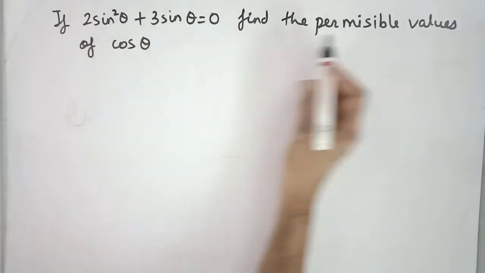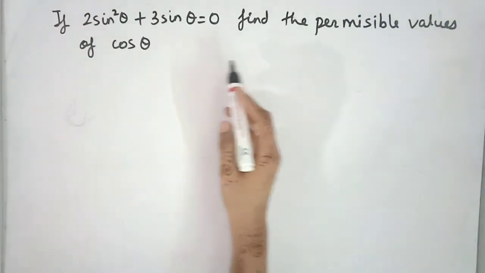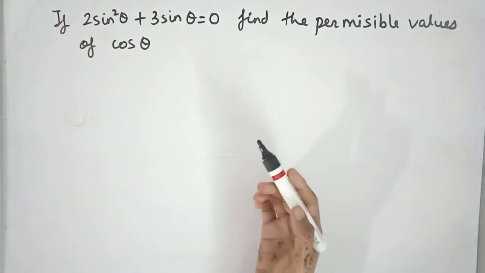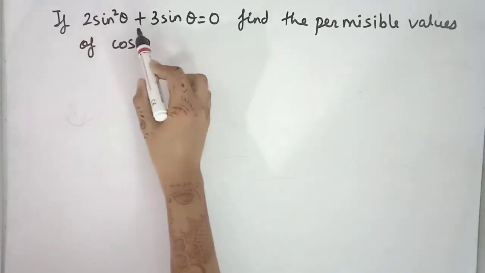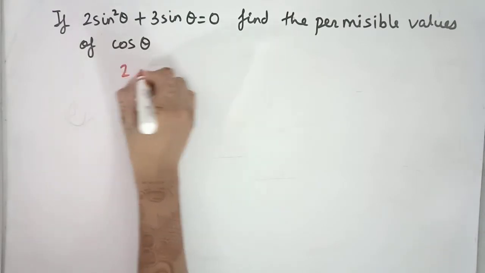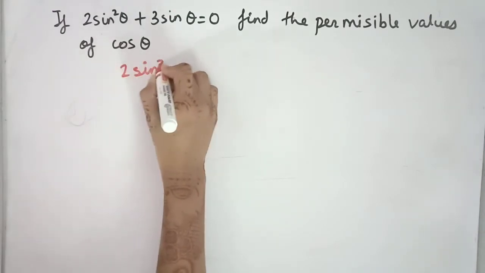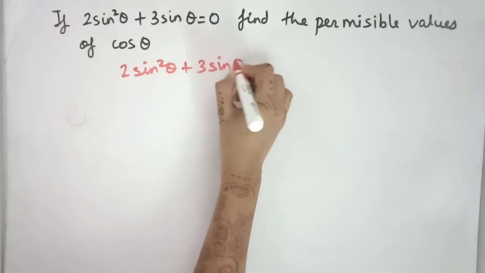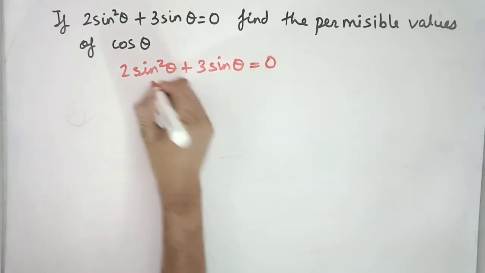Now let's see how to find the permissible values of cos theta. We are given 2 sin square theta plus 3 sin theta is equal to 0. This is the easy method that I am telling you. Start with 2 sin square theta plus 3 sin theta equals 0.